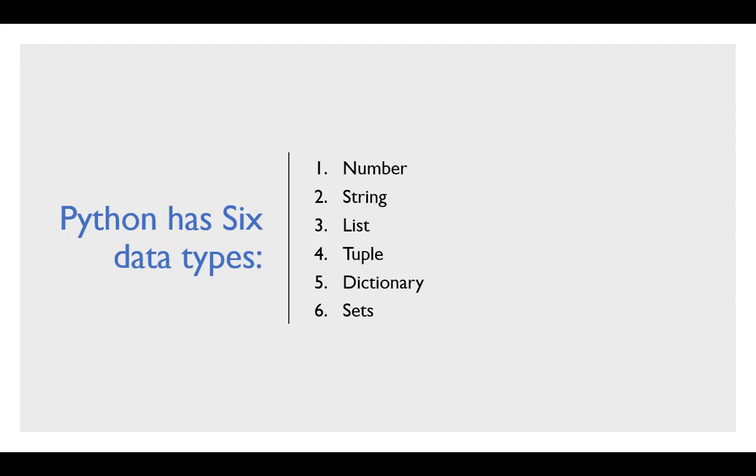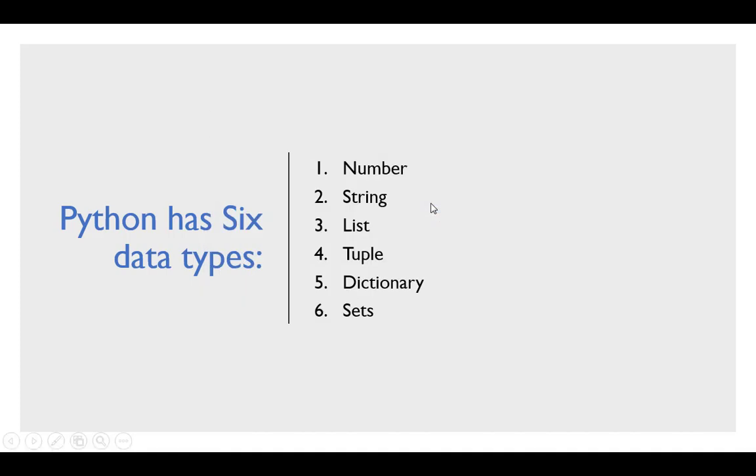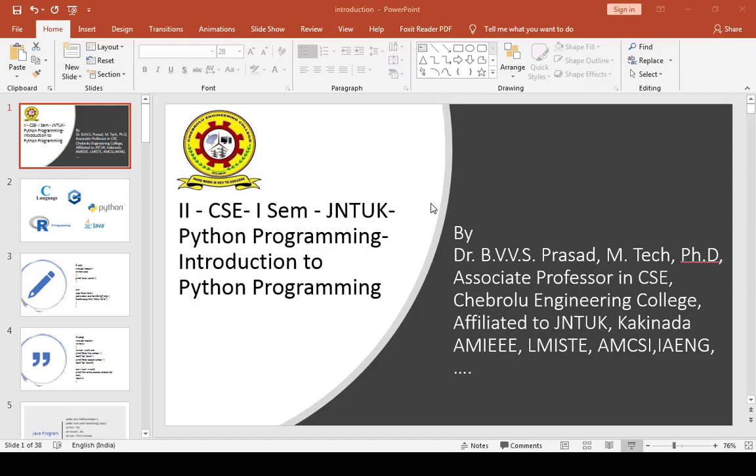In Python, there are 6 data types. First one, number data type. Second one, string data type. Third one, list data type. Fourth one, tuple data type.